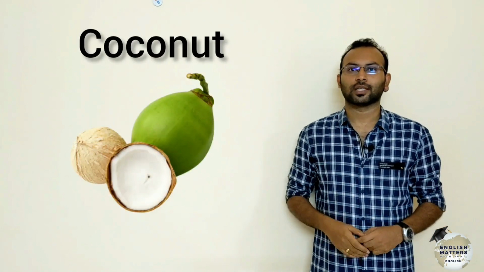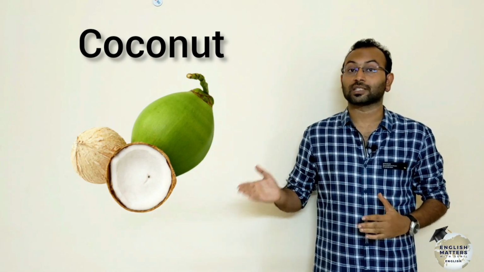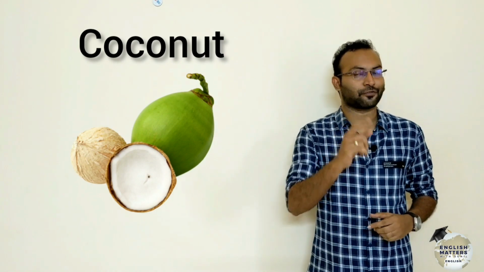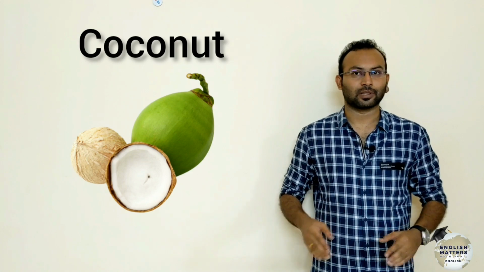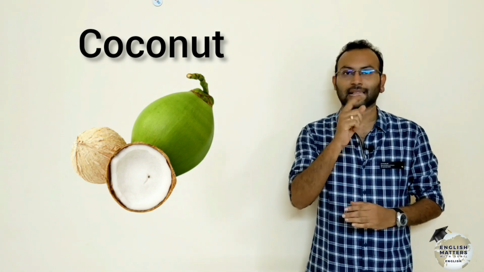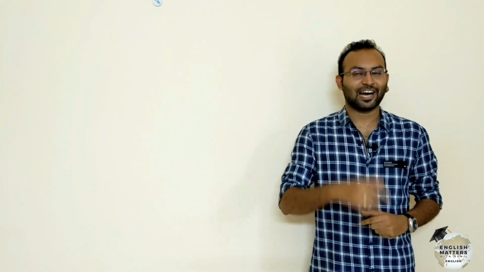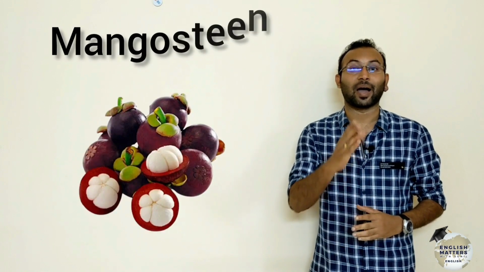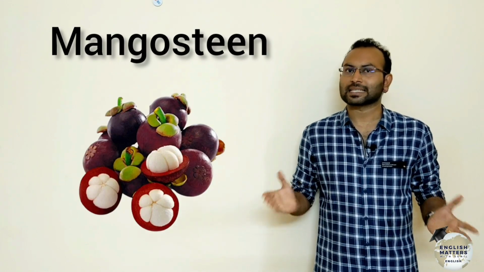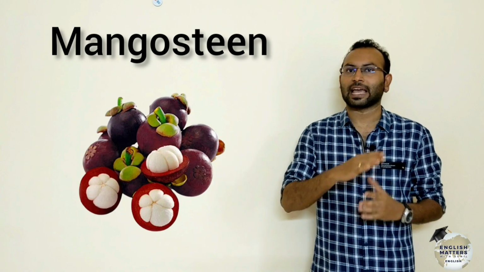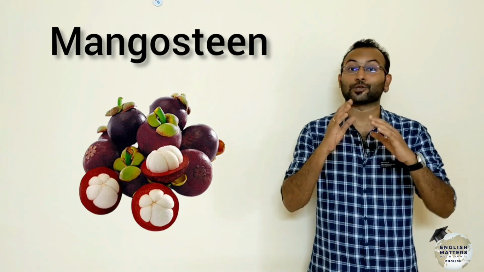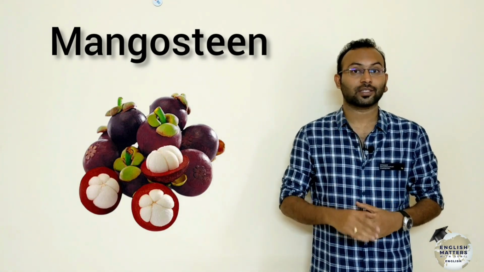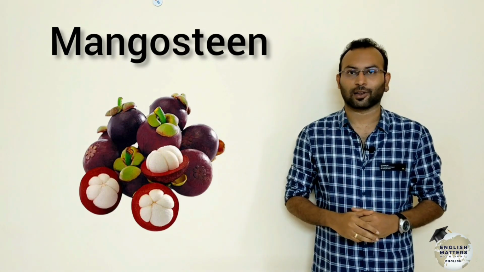Now, coconut. Most of the people consider coconut as a vegetable, but it's a fruit. It's not a vegetable. Very tasty, yet healthy one. Okay, now let's talk about mangosteen. So mangosteen is again a fruit which is available anywhere in the supermarket. It is very tasty. When you cut it, you can see it white in color.